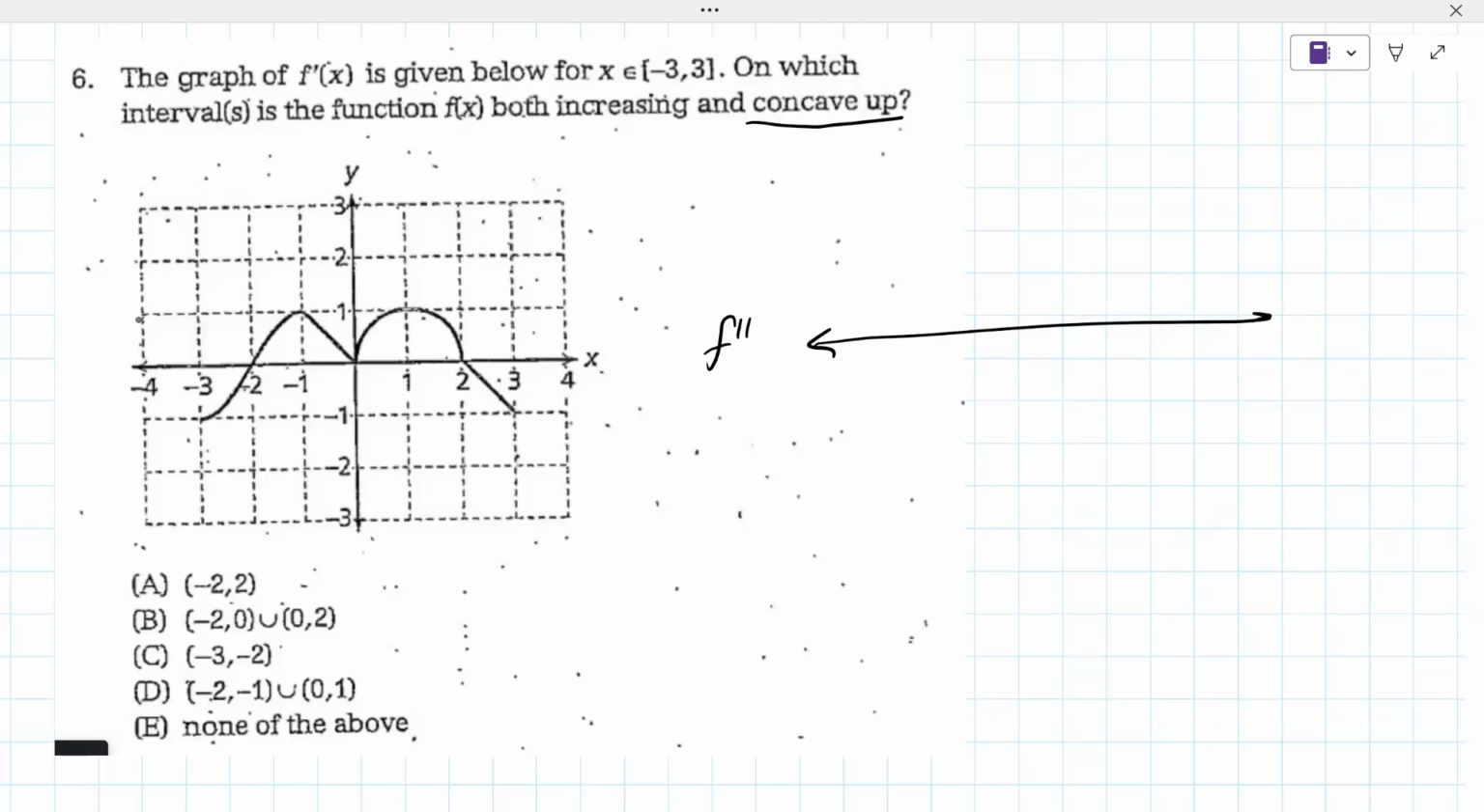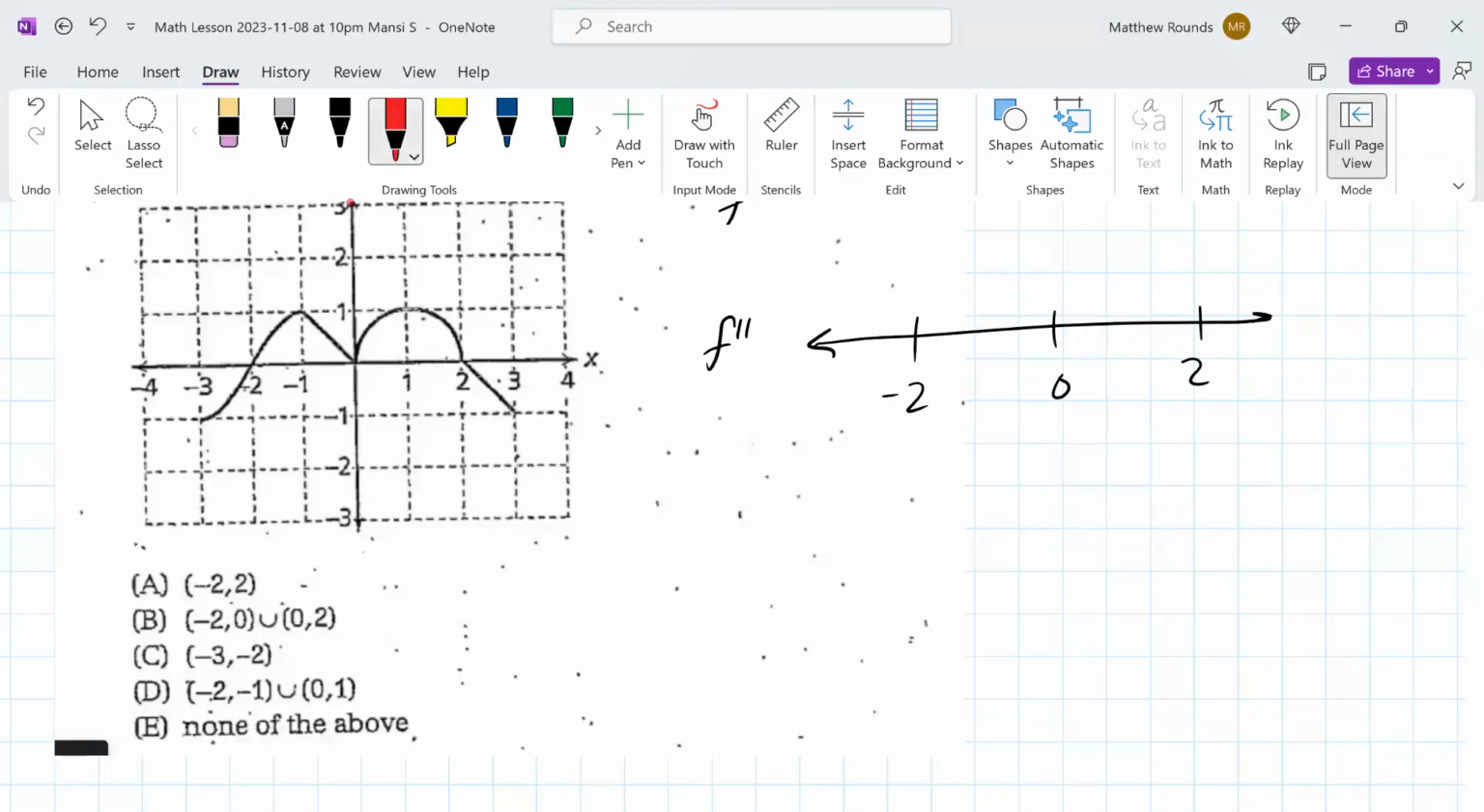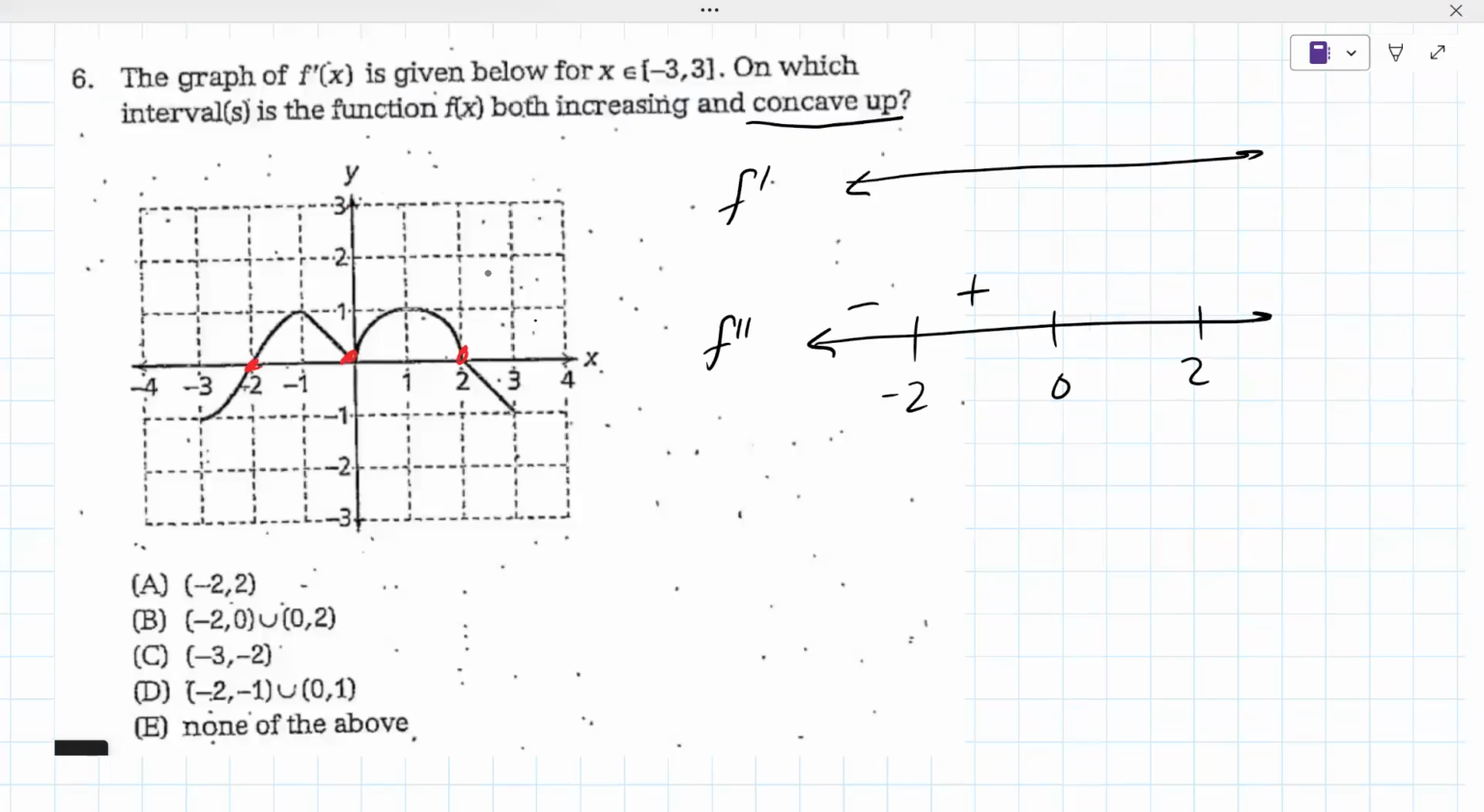Like first derivative tells you where it's increasing or decreasing. Like, 0 to 2? Okay, so where it's positive basically. So we got -2, we got 0, we got 2. Those are the places where it equals 0. So it's concave down, up, up, and down. Does that make sense? Yeah.